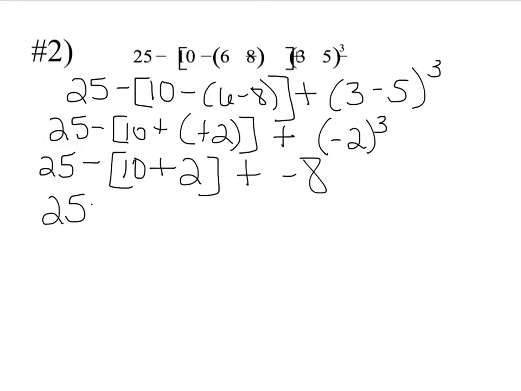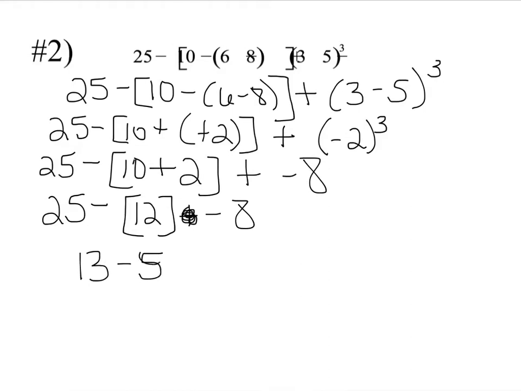So now I have 25 minus 10 plus 2 is 12. We're not going to say plus -8. We're going to say minus 8. 25 minus 12 is 13. And 13 minus 8 is 5. So for number 2, your answer is 5.